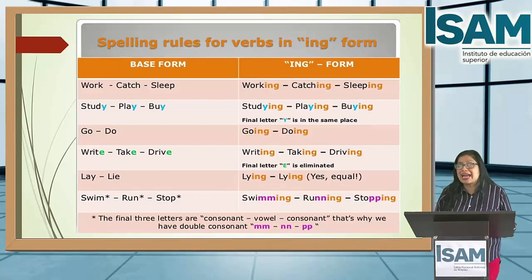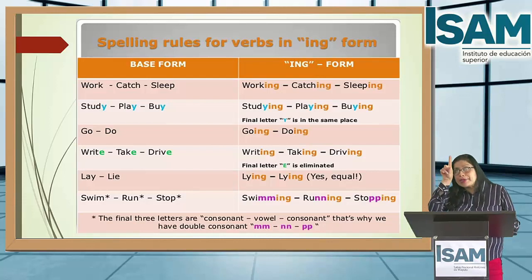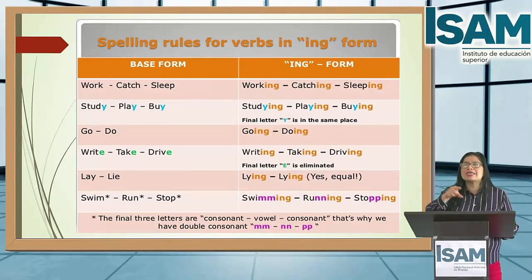Now you have study, play, buy. In present continuous, you have study, play, buy. Student, when you have Y, you have to continue and add ing. Only add ing, no change. No lo van a cambiar la Y, no lo van a eliminar. Lo dejan ahí en el verbo y solo agregan ing.